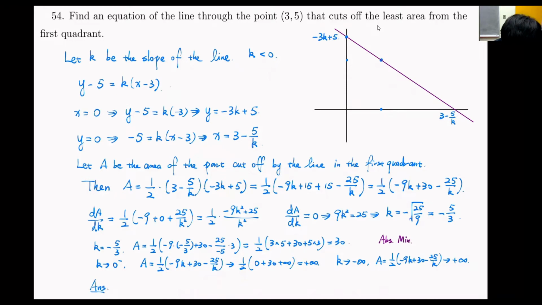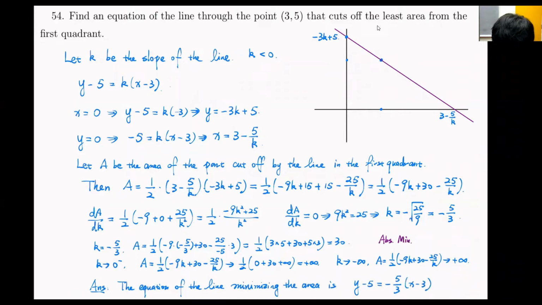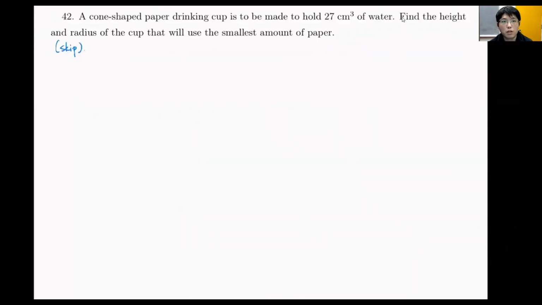So then the equation of the line minimizing the area is simply going to be y minus 5 equals minus 5/3 times x minus 3. All right, so that will be the second way of handling this problem. I will conclude this supplementary video with the following problem.